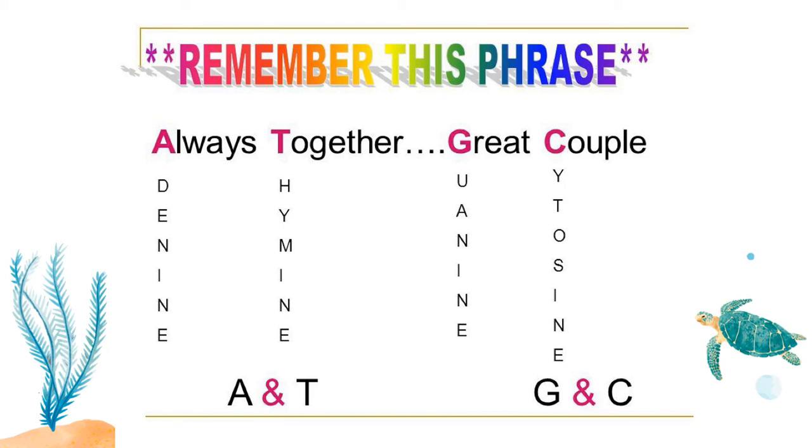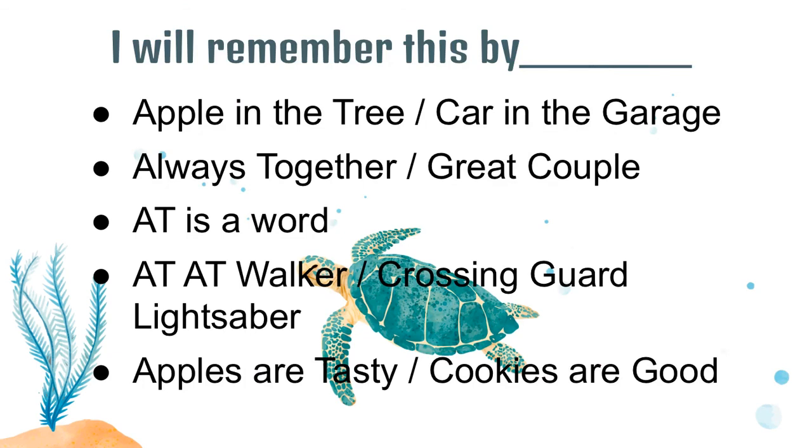So this is another way, yet again, that you could remember that A pairs with T and C pairs with G. So just as a reminder, we can say apples in the tree, cars in the garage, always together, great couple. "At" is the only word. We can have AT-ATs, and we can say apples are tasty and cookies are good. Whatever way you decide to remember this information, it is very important that you commit to memory that in DNA molecules, adenine is always matched with thymine, and guanine is always matched with cytosine.